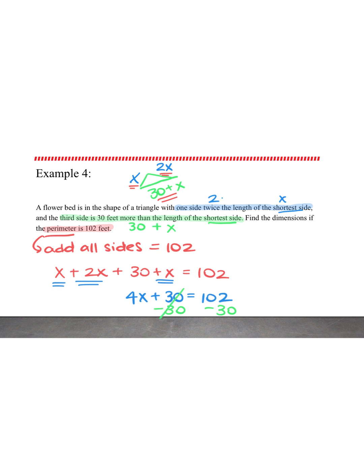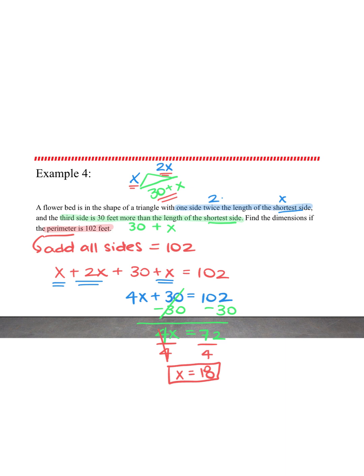So 30 minus 30 cancels. And that leaves us with 4x on the left. And on the right, we have 102 minus 30. That gives us 72. So our last step to get x by itself is to divide that 4 off from our variable x. So divide both sides by 4. 72 divided by 4 is 18.